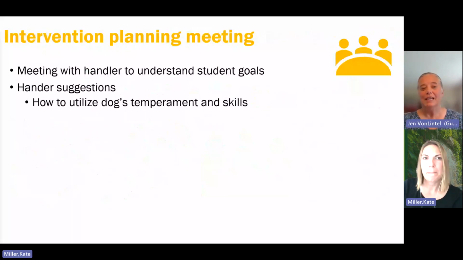So I'm going to touch base with the handler and help them understand in general what the students' goals are. Are we working on emotional regulation goals? Are we working on attention and focus goals? And then the handler hopefully is going to make some suggestions, like, oh, my dog likes to play this game. What if we played this game to help meet this particular goal? So I'm looking for input from that handler as we're building the intervention.